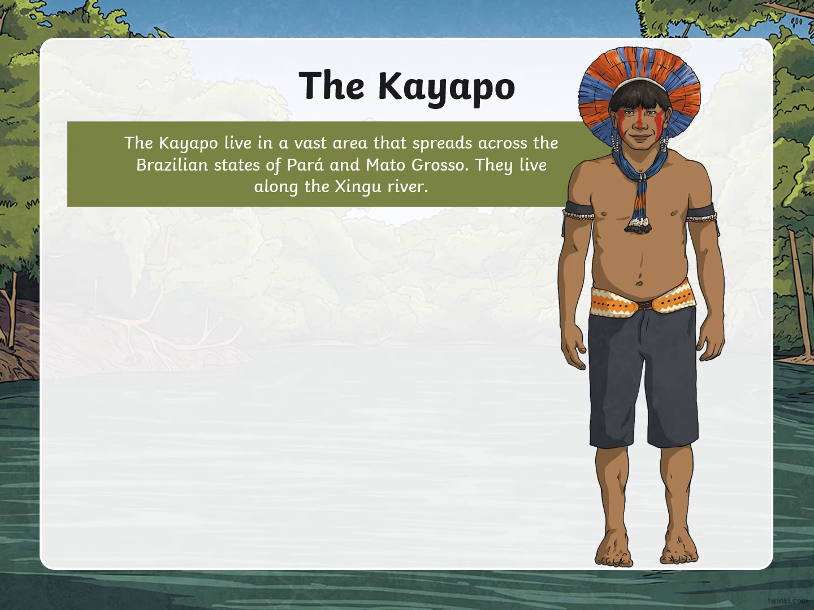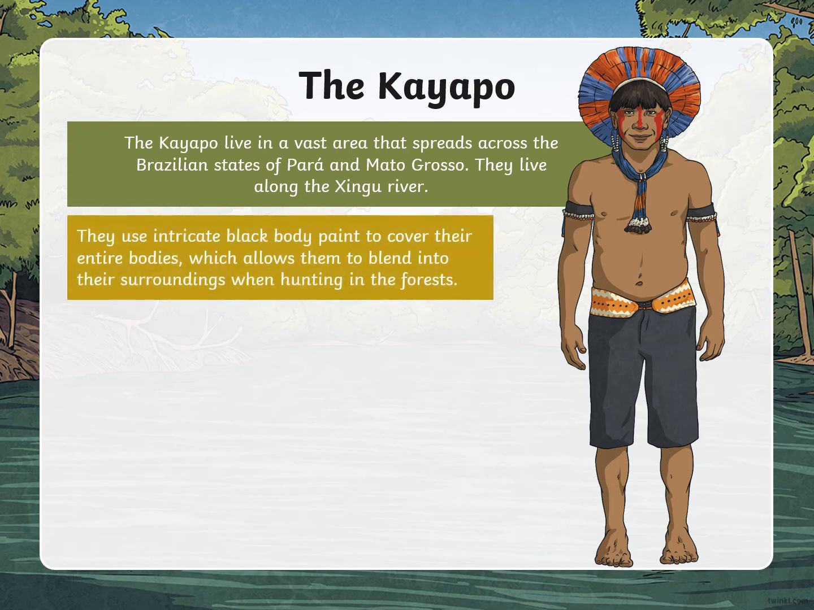Oh, one that I recognised from last week, I could say this. The Quepos. So the Quepos live in the vast area that spreads across the Brazilian state of Pará and Mato Grosso. They lived along the Xingu River. I'm sure that's how you say it. If not, you can correct me in the Teams this afternoon.